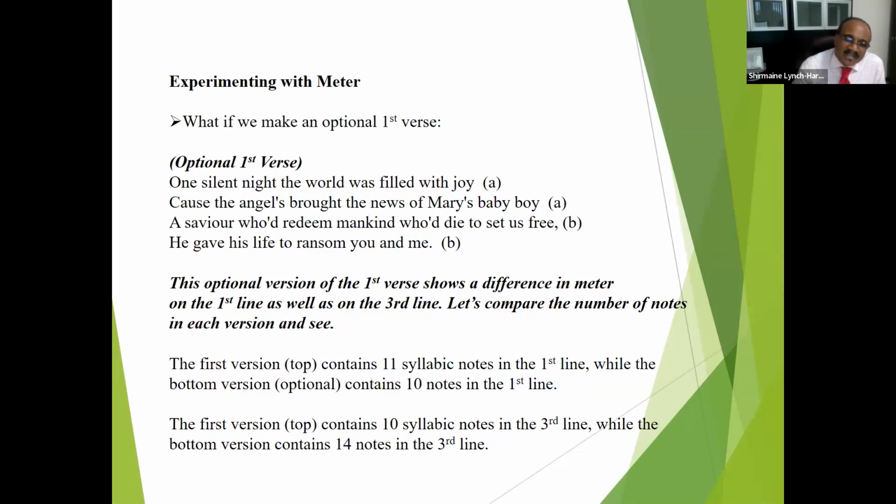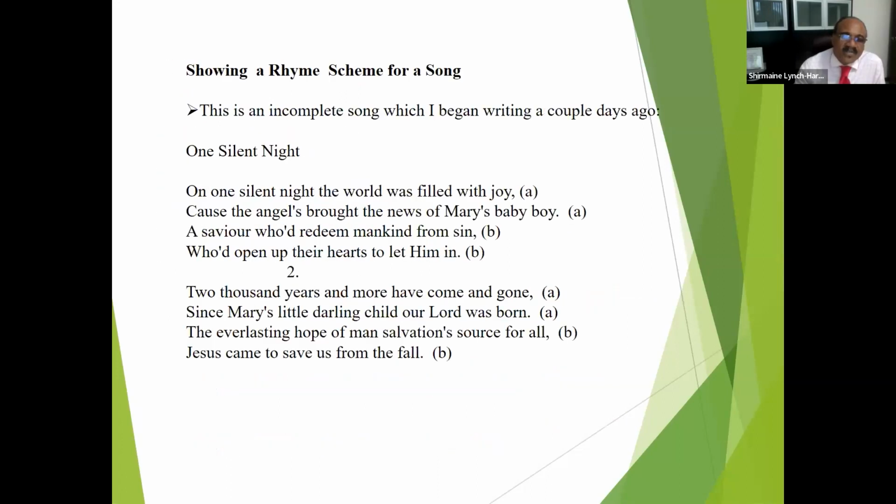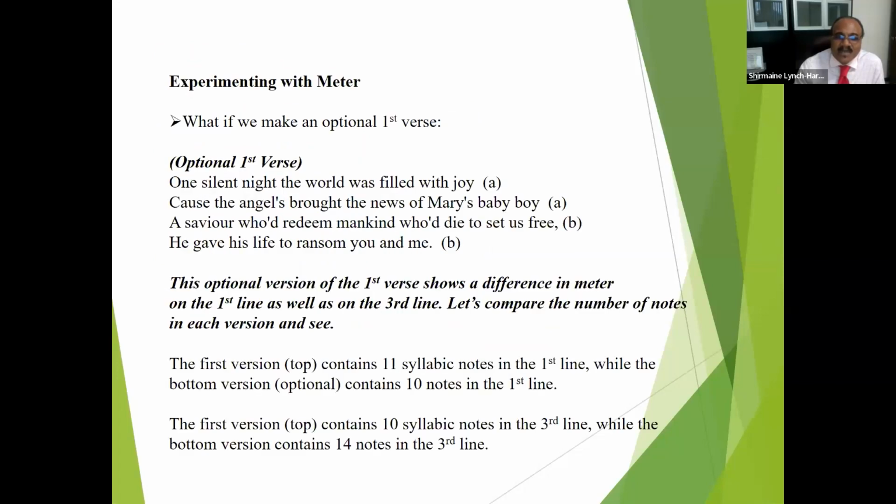"One silent night, the world was filled with joy." Now that line is different to the first line in the previous verse, because the previous verse said, "On one silent night," da da da da da da da. Listen to the meter. Da da da da da. Okay, listen to this one now. Da da da da. "One silent night."